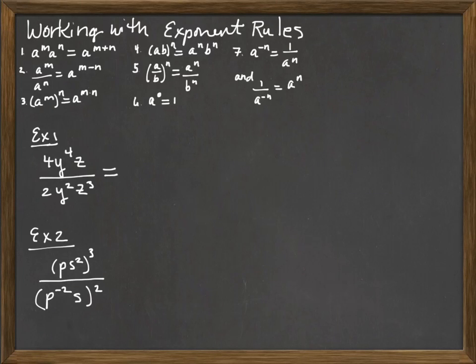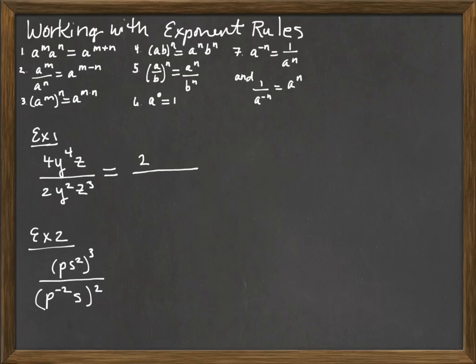In this video, let's look at the exponent rules that we defined in the last video and apply them to some examples. So let's first look at example 1, 4y to the fourth z over 2y squared z cubed. So first of all, we know how to deal with our 4 divided by 2. It just becomes 2 on the top.